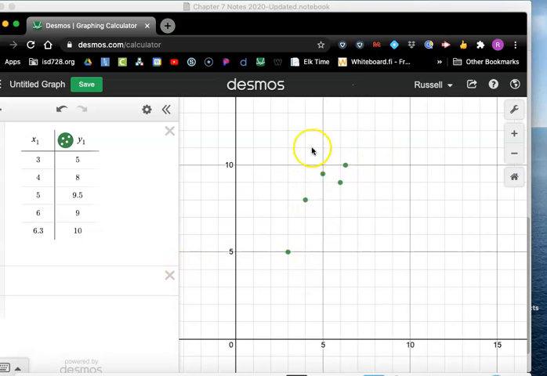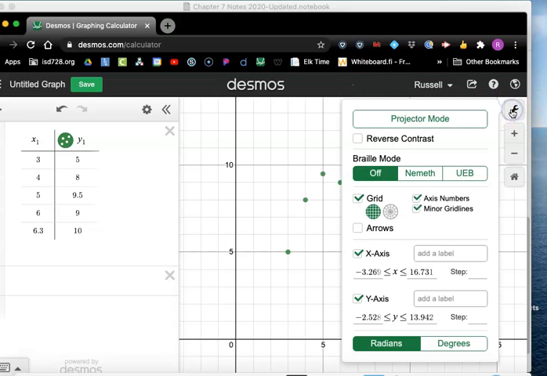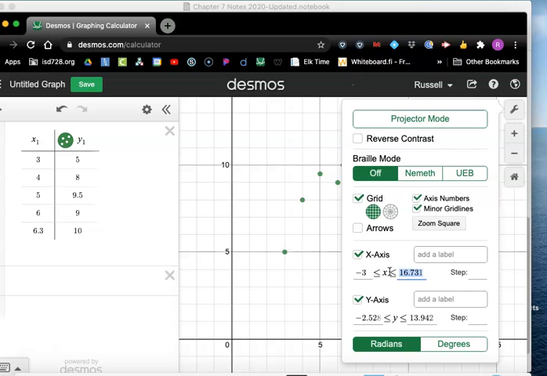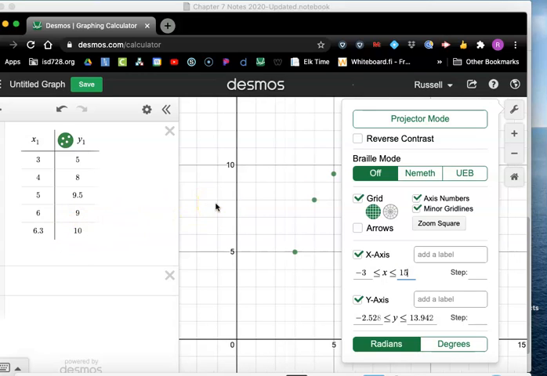If I got a number that's really, really big, how you adjust that is you use this little wrench over here where it says graph settings. I click on that, and then I go down here, and it lets me pick what I want for my X and Y axis. So I personally always like to see the X and Y axis, so I always make my number a little bit negative. So I'm going to go -3, and then I just want to make sure I'm above the biggest number. So the biggest number is 10, so I'm going to go to 15.